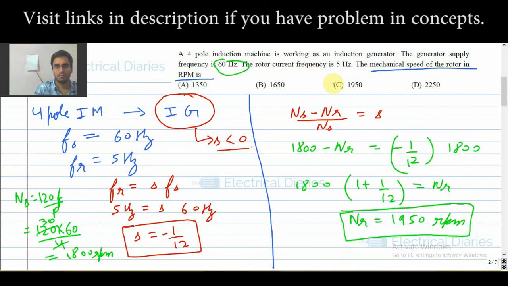So the only important key point was that from induction generator, it should click in your mind that slip is negative, and then you can easily find out. And always remember that you find the synchronous speed by using this stator frequency. I hope you get this logic. Otherwise, you can always visit the links given below in the description. Okay, so it's done. Now let us move to the next question.